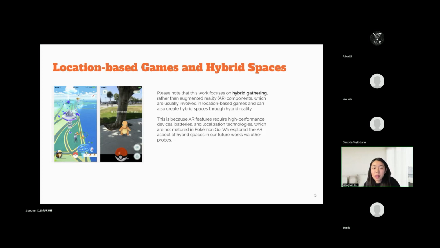This is because AR features require high performance and batteries, and also the localization technologies, which are not matured in Pokemon Go. In our previous studies, we found that users do not turn on their AR cameras to play those games. So we would use other props to understand the AR aspect of hybrid spaces in our future works. Another presenter today, Dan Zita, will do the future works for that.